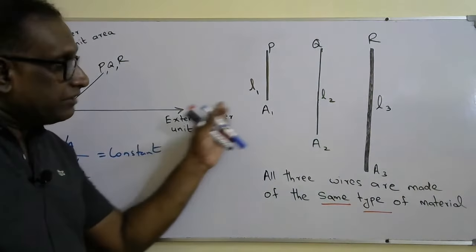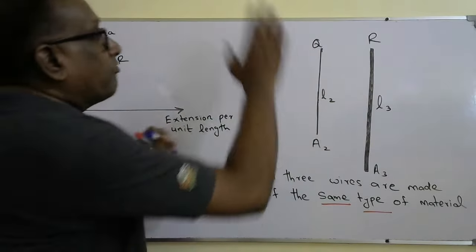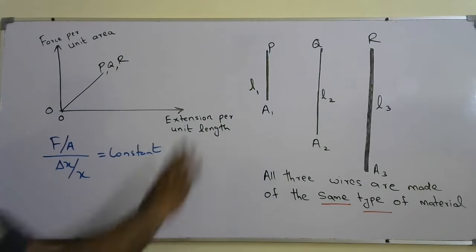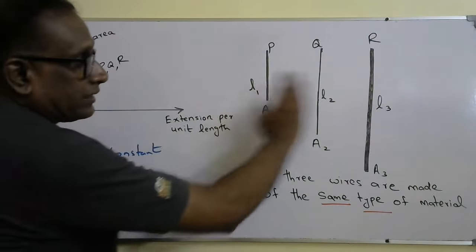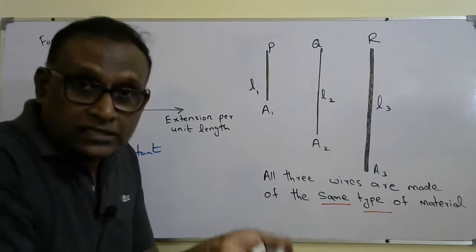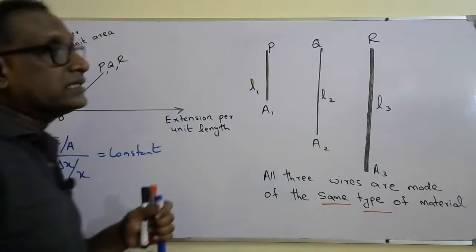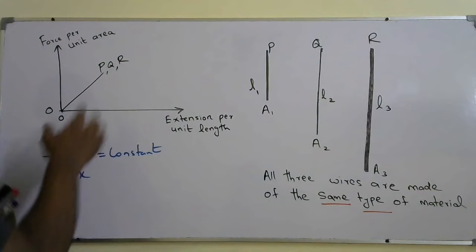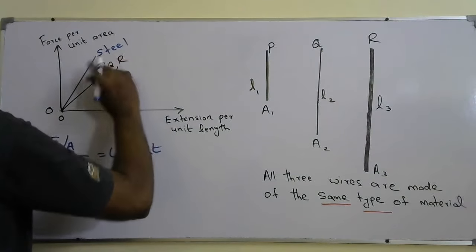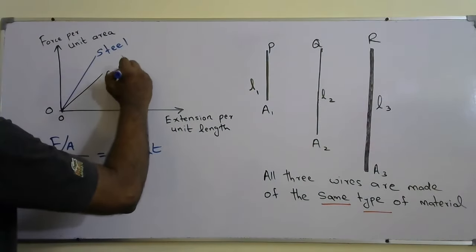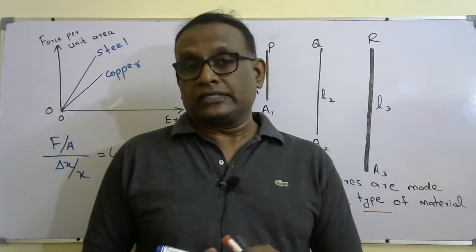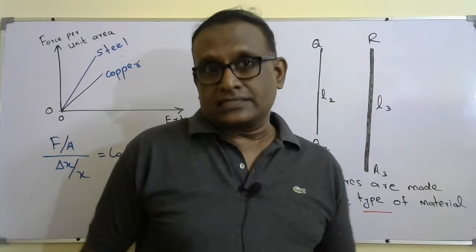If you do the same experiment with three different wires, imagine this practical is done, all made of aluminium, you will get a graph like this. Now do the same experiment with different lengths of steel wires. If you plot a graph for steel wire, you will get a graph with a larger gradient. This is for steel, and this is for copper. Steel has a larger gradient, but that also does not depend on the dimensions of the wires.